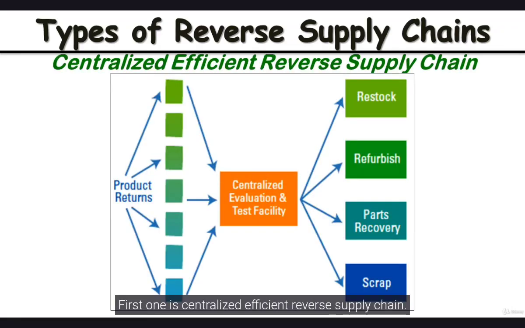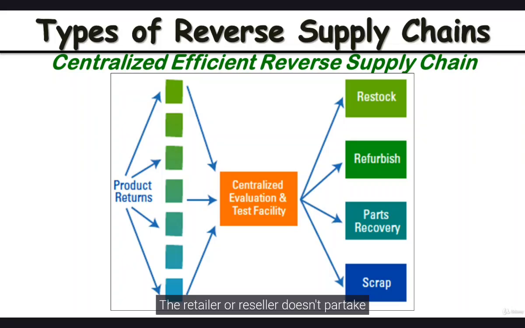First one is centralized efficient reverse supply chain. This supply chain focuses on processing product returns at an overall lower cost. This supply chain model sacrifices speed for cost efficiency and is typically applicable to products with shorter time value depreciation. The cost efficiencies in the supply chain are obtained by centralizing the testing and evaluation of the returned product at a central facility, after which credit is issued.